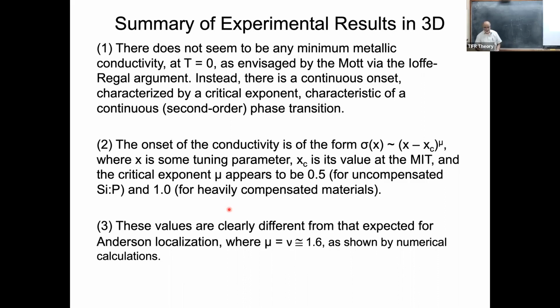All right. The values are clearly different from what is expected for Anderson localization, because the Anderson localization exponent should not be 1, it should be 1.6. We saw that from the numerics. The numerics are the most reliable results for Anderson localization in 3D. So clearly the experiments are not agreeing with that. Nobody's getting 1.6.